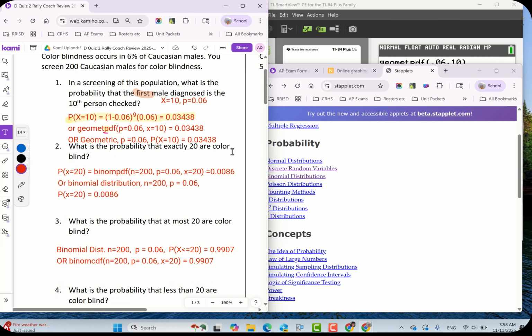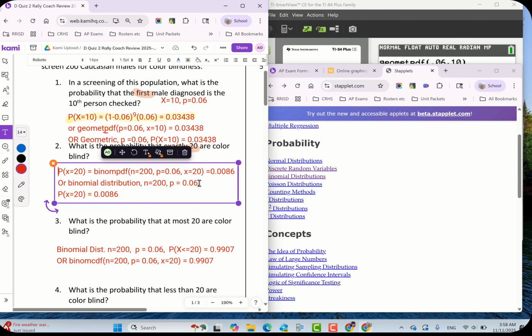What is the probability exactly 20 are colorblind? So you can see we don't have first here. We have exactly 20. So that tells me that X equals 20. In fact, I'm going to go ahead and just add it in here. So you can just tell me that it's a binomial distribution. N is 200, P is 0.06, X is 20, and give me the answer.